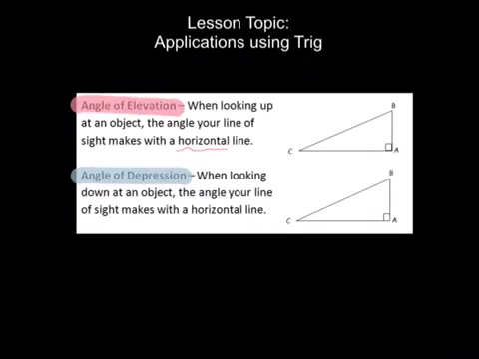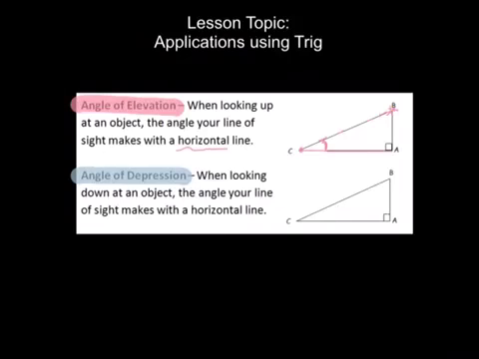So let's say we're standing right here, and we're looking up at an object right here. So here's you, and this is the object up here that you're looking at. So when looking up at an object, it's the angle that your line of sight, well obviously this right here would be your line of sight. That's where your sight is going. It's the angle that your line of sight makes with a horizontal line. This is a horizontal line. Vertical is going this direction, right? All right, so this is the angle right here of elevation. Okay, so that one is pretty straightforward.